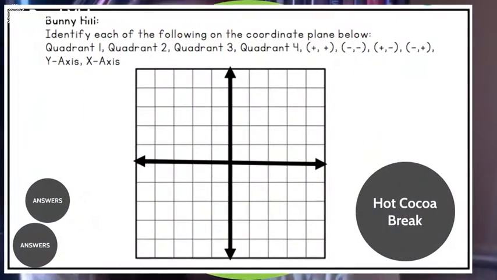Okay, let's get started. So it says, for the bunny hill, identify the following on the coordinate plane: quadrant 1, quadrant 2, quadrant 3, and quadrant 4. And then it wants you to add plus, plus, minus, minus, plus, minus, minus, plus.